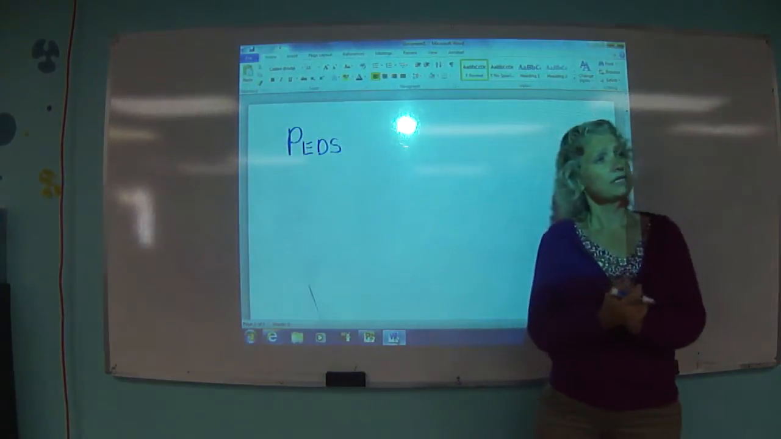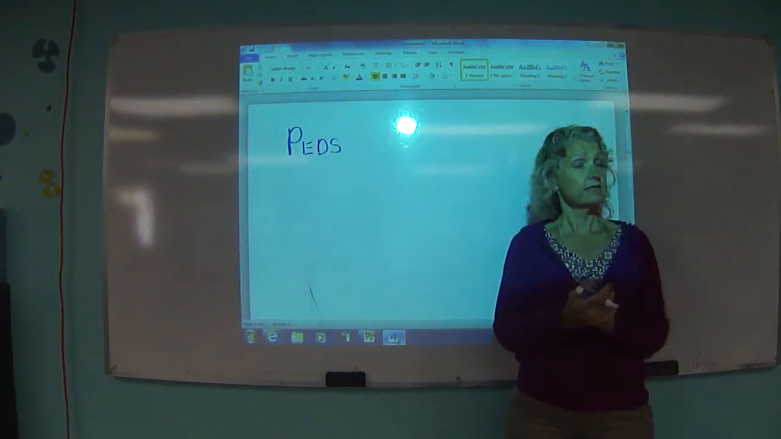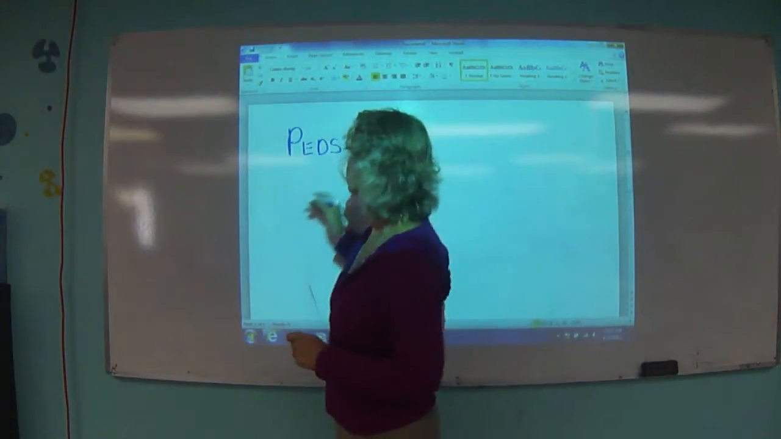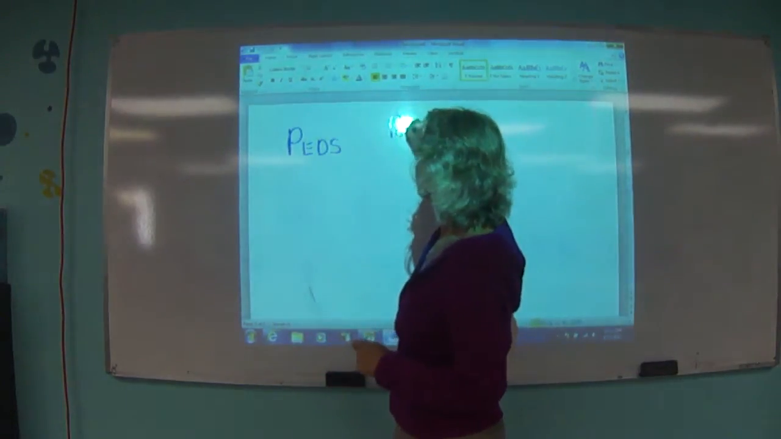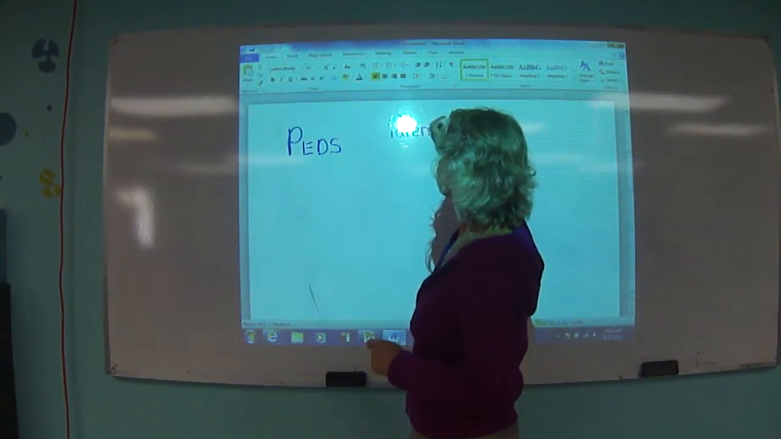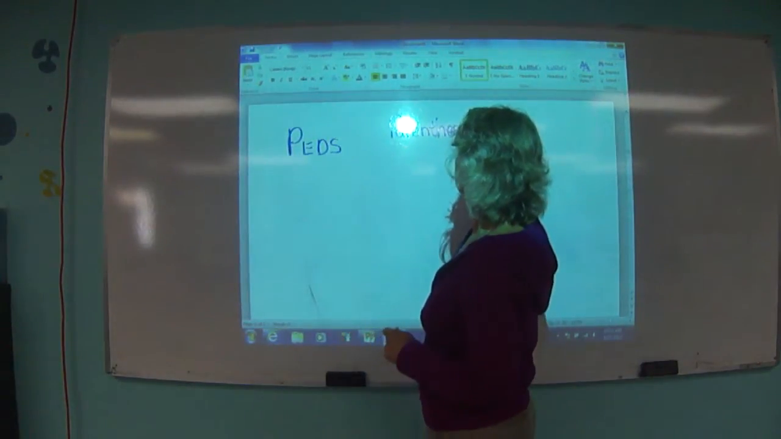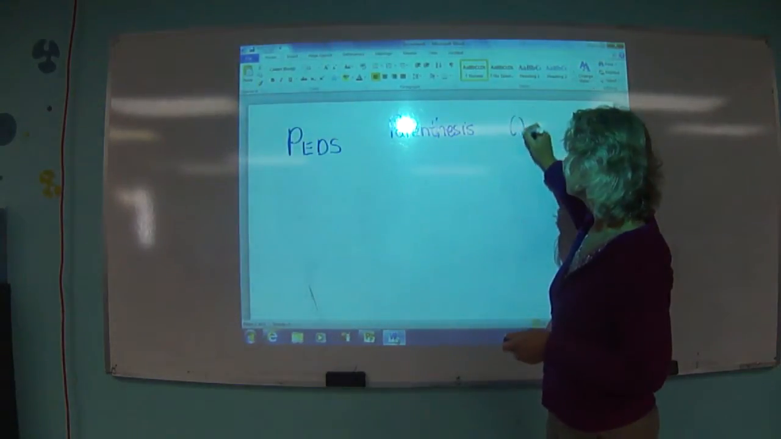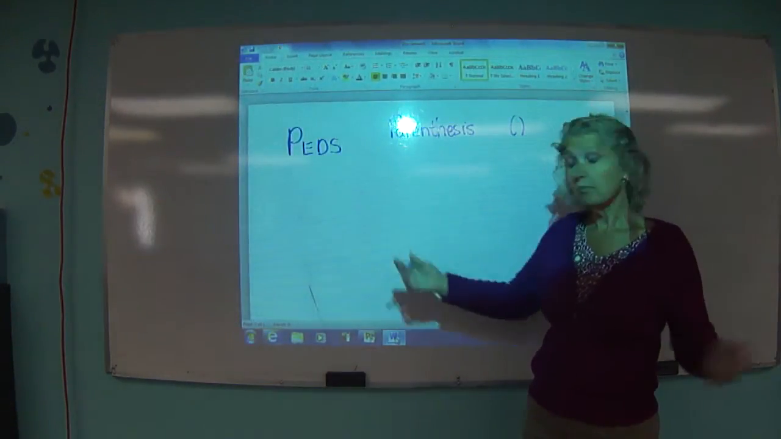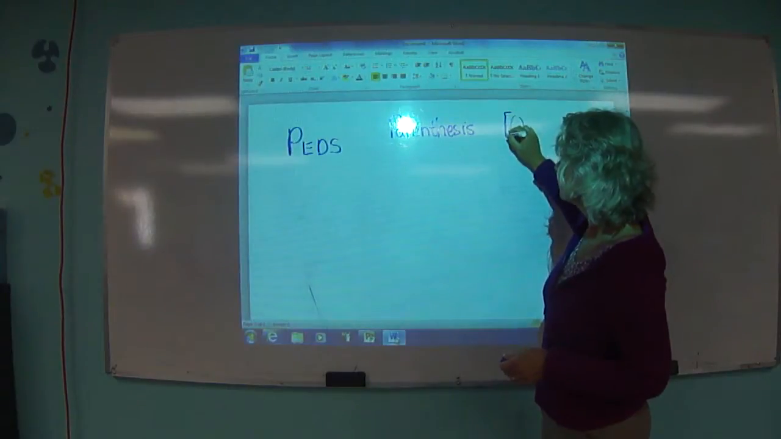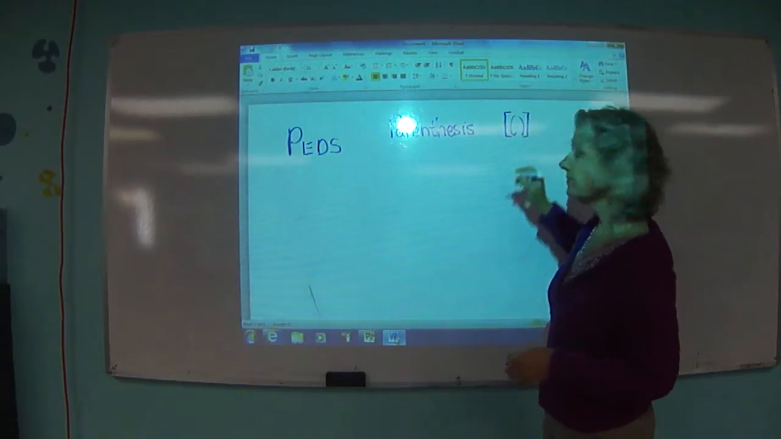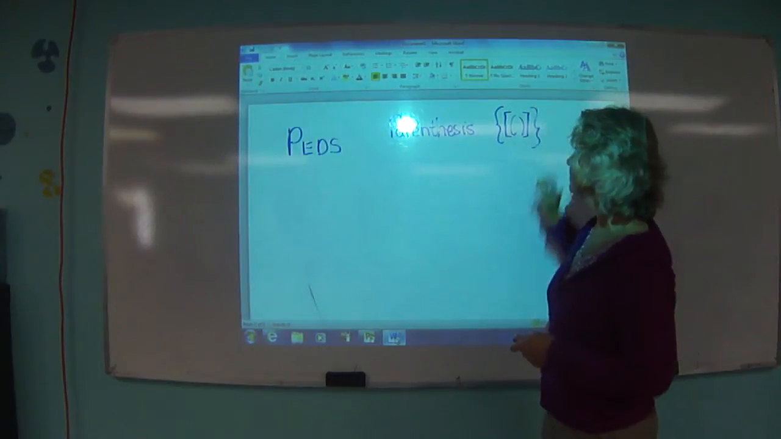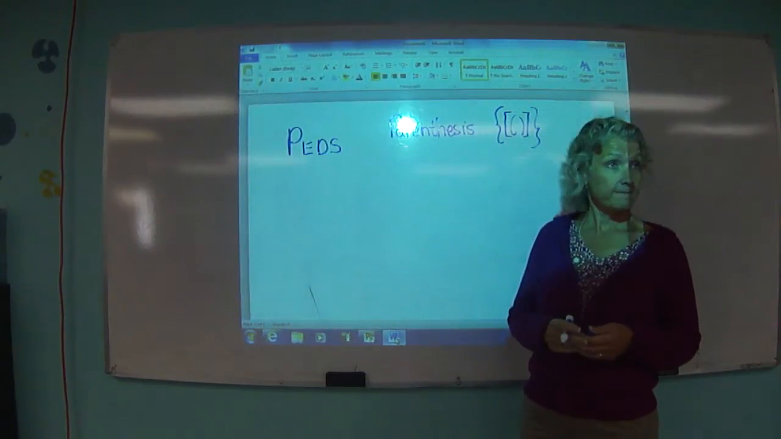So what do you think the P stands for? Parentheses. The P is parentheses and other grouping symbols. So parentheses we know look like this. But when we get more complex, we might also use what are called brackets, and braces. The curly ones are called braces.